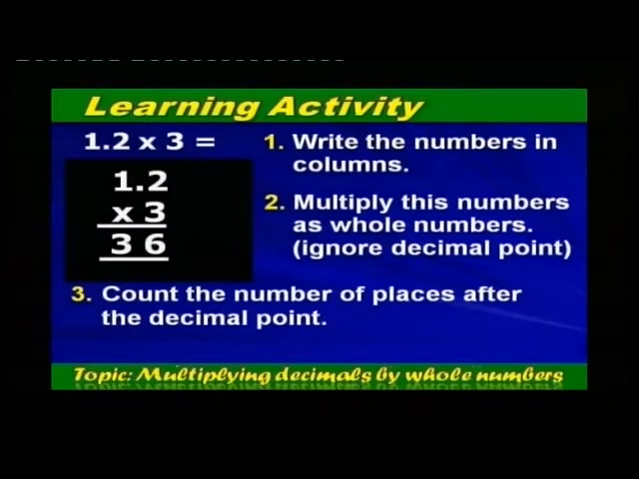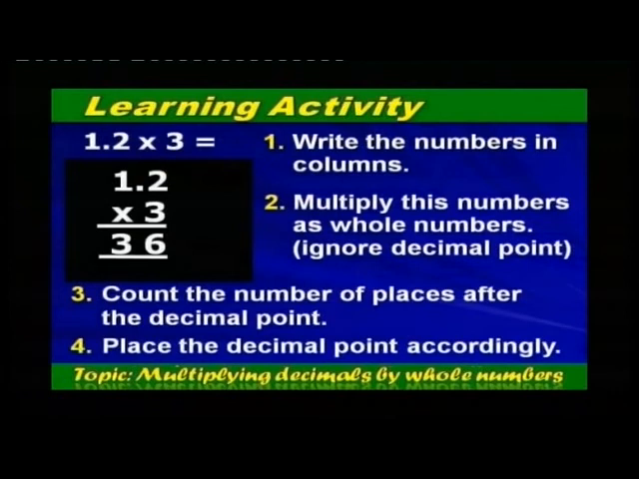Now, step number 3: count the number of places after the decimal point. So you go back to the factors that you have multiplied, the two numbers, 1.2 times 3. 1.2 is the decimal number. How many places of decimal point does it have? It has 1 decimal place in that example. So you can see from the screen, 1 DP means 1 decimal place.